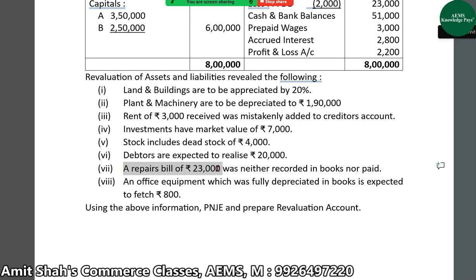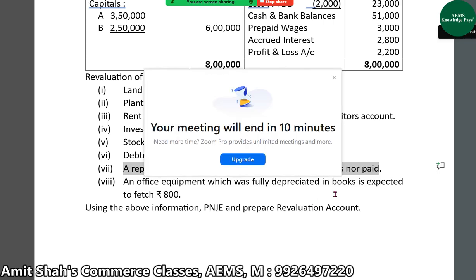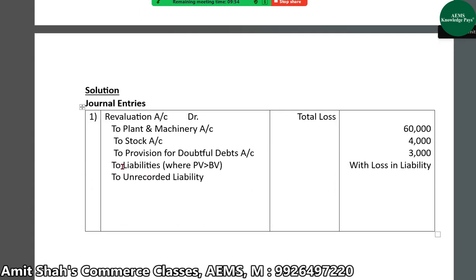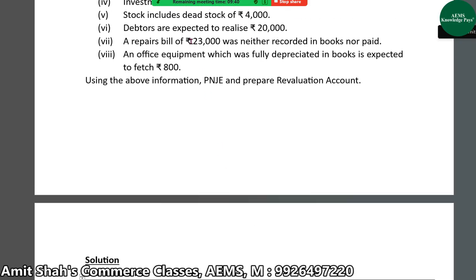A repair bill of rupees 23,000 was neither recorded in books nor paid. So there is a bill, we got some repair work, and the bill of that was 23,000. Neither was it recorded nor paid. So now we will record it. And when we record, we will have a liability created in our books. So this is an example of unrecorded liability, means increase in liability, and for that we will credit outstanding repairs account with rupees 23,000.